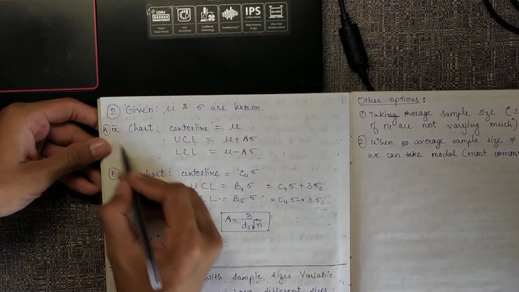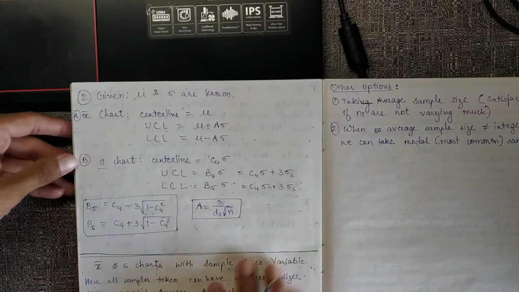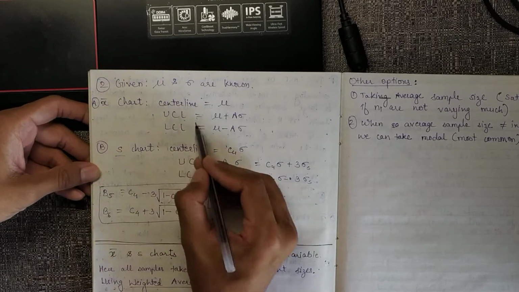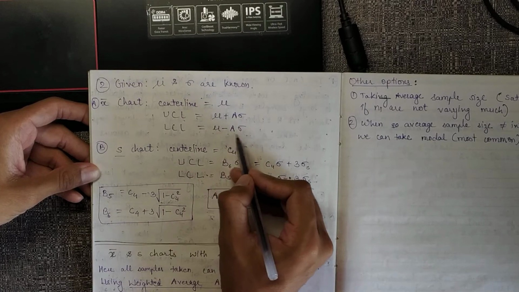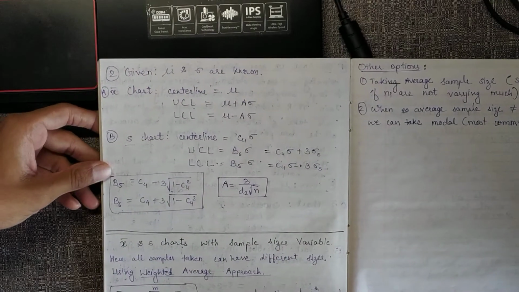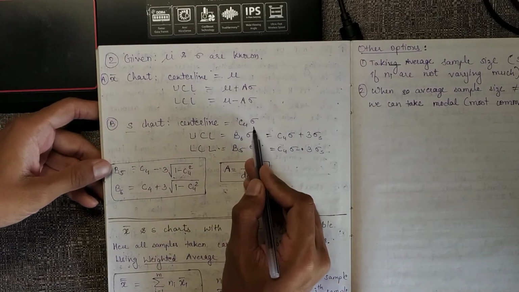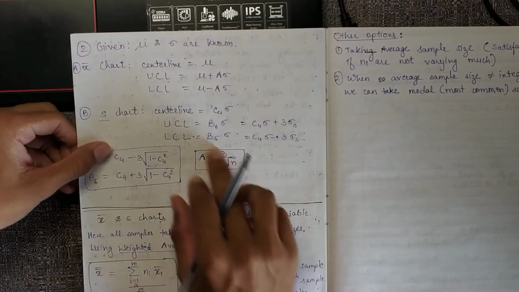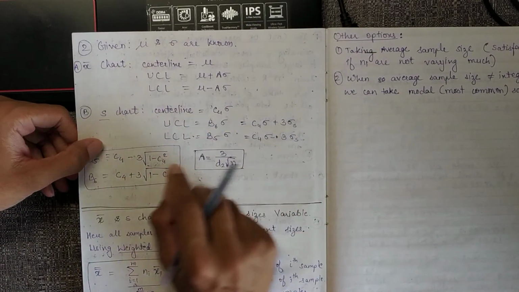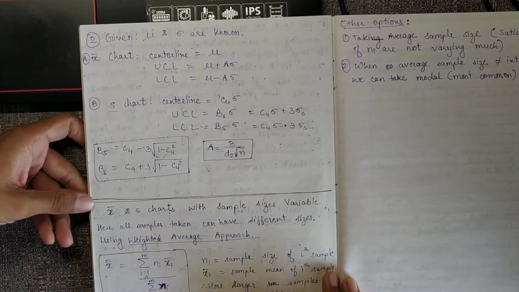And then we have another chart for x bar and s where mu and sigma are known. Earlier mu and sigma were unknown. Here, if mu and sigma are known, the x bar chart will have upper control limit mu plus A times sigma, lower control limit mu minus A sigma, and center line mu, which is already known. For the s chart, the center line will be c4 sigma. Here it was d2 sigma. Upper control limit B6 times sigma, lower control limit B5 times sigma. These constants can be found from the chart.